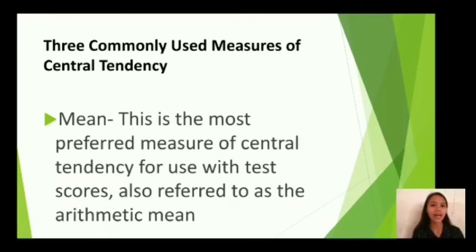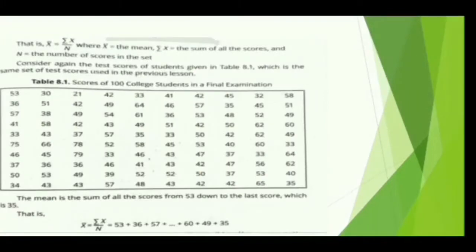So how do we compute the average? Here is the formula for the mean. This is how we are going to compute the mean. Mean is equal to the summation of x divided by n, which is the number of scores in the set. In Table 8.1, it shows the scores of 100 college students in the final examination. The mean is the sum of all scores from 53 down to the last score, which is 35.